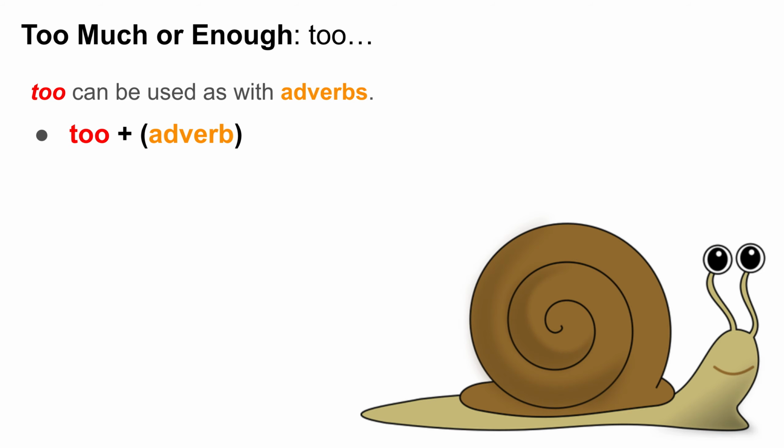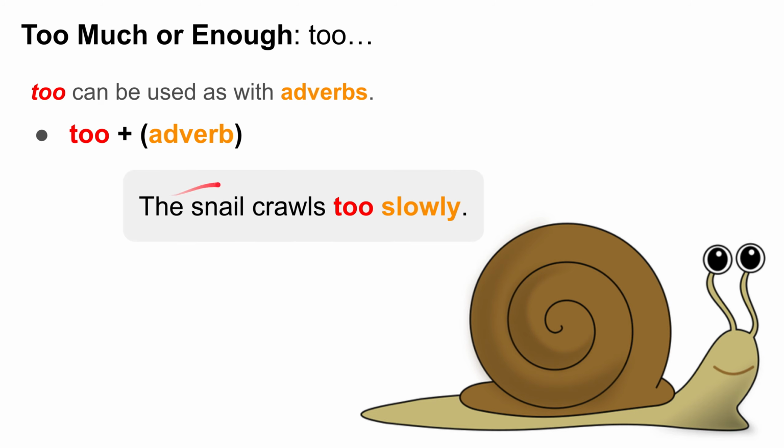Next, let's talk about adverbs now. Too can also be used with adverbs. When we use it with adverbs, too comes before the adverb. So an example here, we have a snail. The snail crawls too slowly. Here slowly is my adverb. So you can see too comes before the adverb.